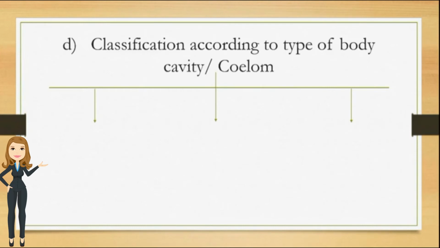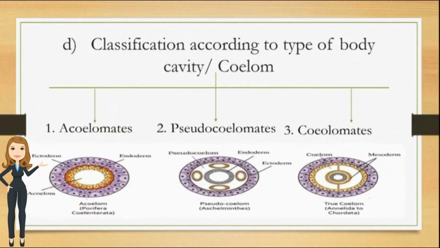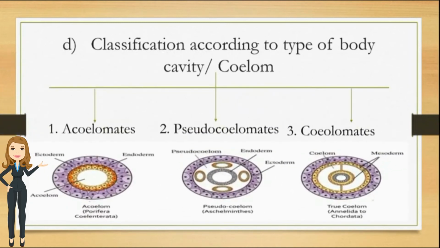The fourth classification system is based on the type of body cavity or coelom, and there are 3 groups on the basis of body cavity. The first one is Acoelomate, the second one is Pseudocoelomates, and last one is Coelomates.